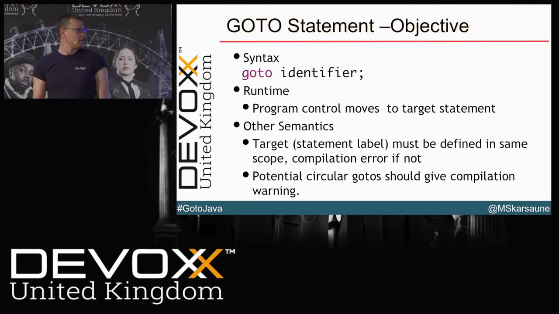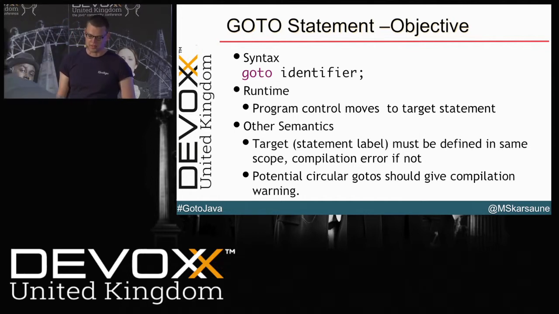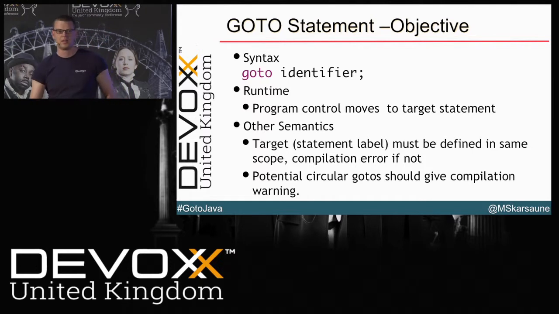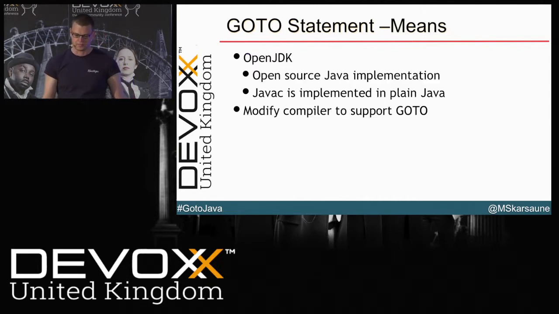And if you're not aware of the goto, at runtime, what the goto should do is that the program control should then move to that target statement. And since we're looking at the compiler, it's good that the tool also gives us some useful feedback. So we want to verify that the label that we attempt to jump to is actually present. If not, we should give a compilation error. We also want to analyze the flow a bit to see if we can warn the developer that there could be an indefinite loop here.